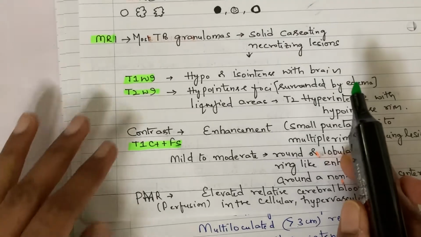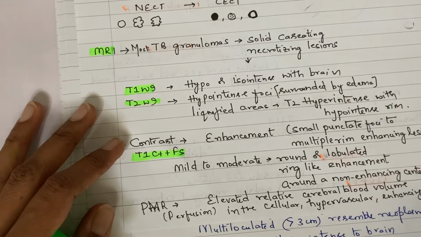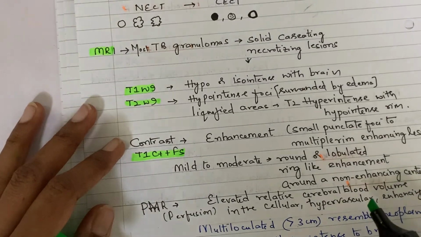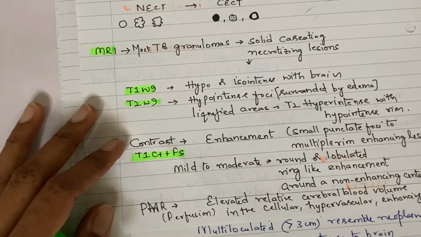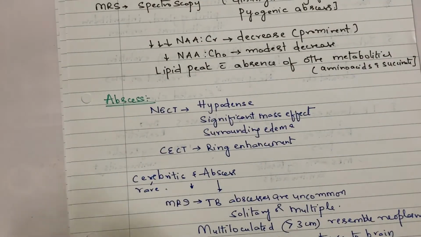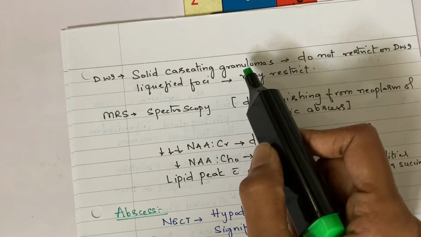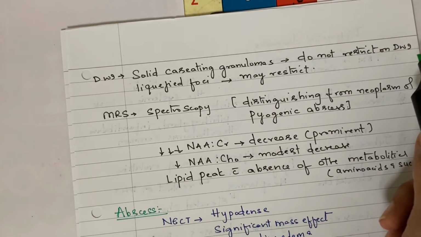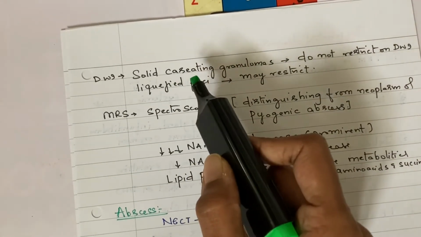Then on perfusion imaging, how does it appear? There will be elevated relative cerebral blood volume in the cellular and hypervascular enhancing rim. Then coming to diffusion weighted imaging. As they are solid caseating granulomas, they do not restrict on DWI, unless there is a liquefied focus that may restrict. So normally no restriction is present.